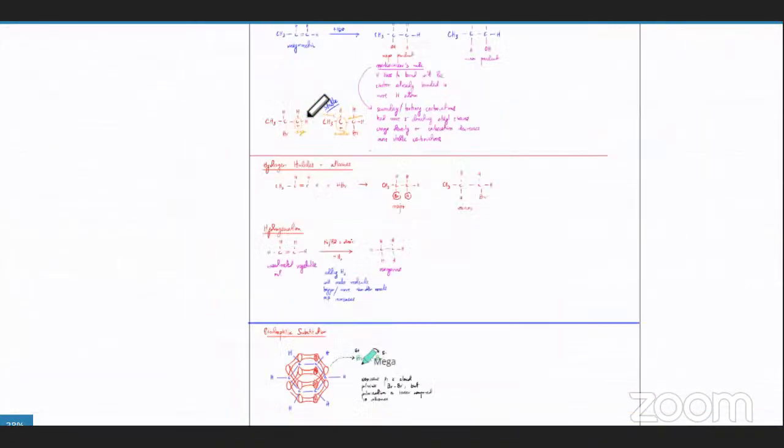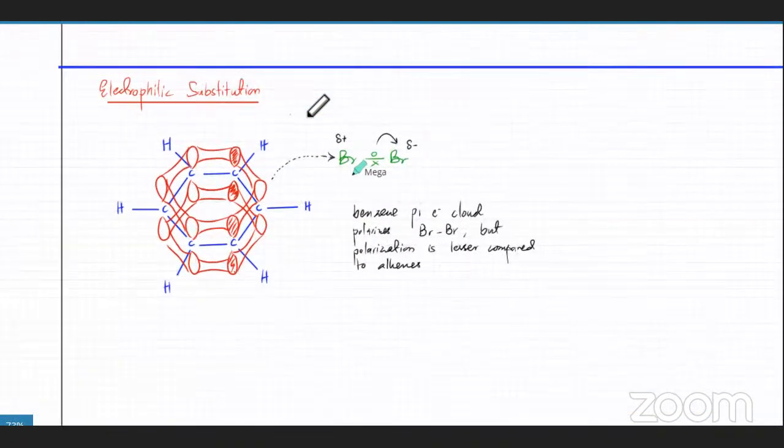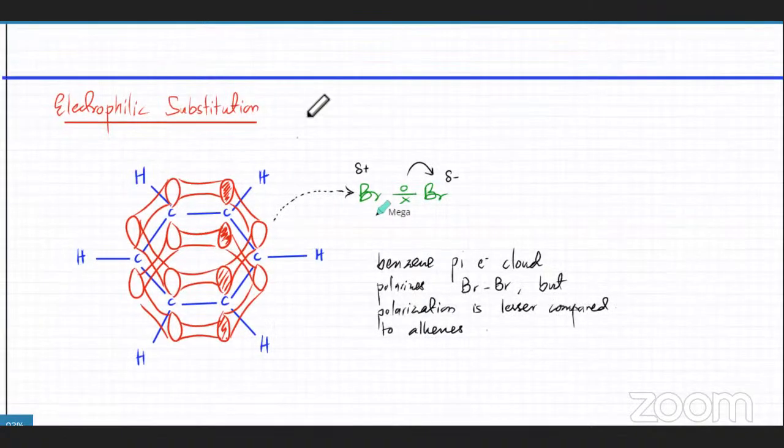Now, over here, you would need some special conditions for this reaction to happen. And those special conditions are that you would need a catalyst. So you're going to add a catalyst, and that catalyst is FeBr3. So FeBr3 is going to be added.